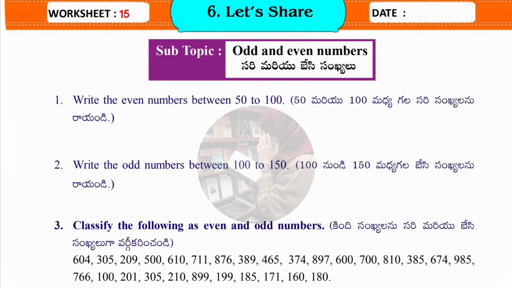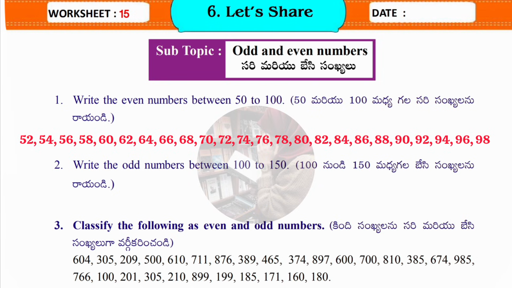So we all know even numbers will be 2, 4, 6, 8, 10, 12, 14, 16, 18, 20 like that. So here we have to write down the even numbers between 50 to 100. So write down the answer as 52, 54, 56, 58, 60, 62, 64, 66, 68, 70, 72, 74, 76, 78, 80, 82, 84, 86, 88, 90, 92, 94, 96 and 98. These are the even numbers between 50 to 100.